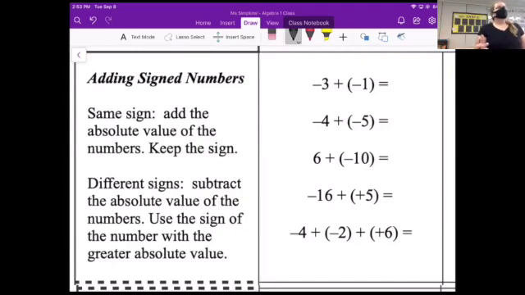Okay, so let's get started. I will explain to you how I think about adding and subtracting integers more specifically. If another way works for you, that works for me.